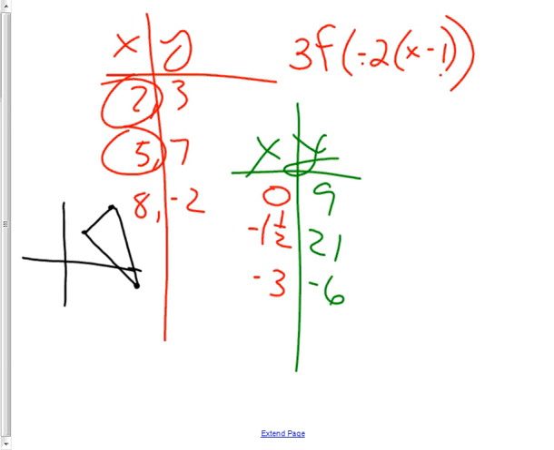All right. Now if I graph those 3 points, I'm going to graph them over 0 up 9, over -1.5 and up 21. Holy cow. It'll be way up here. And then over 3 and down 6. It's way over there.